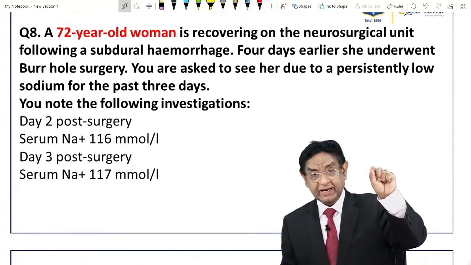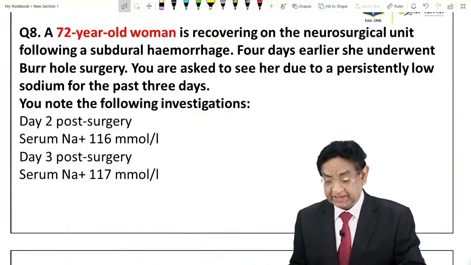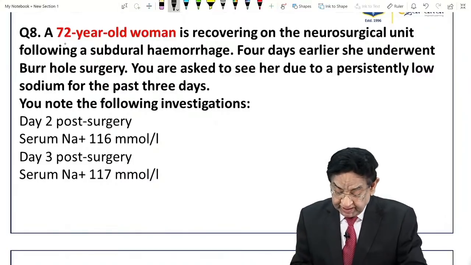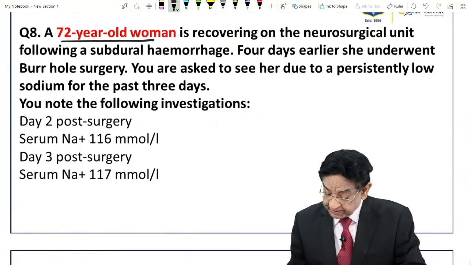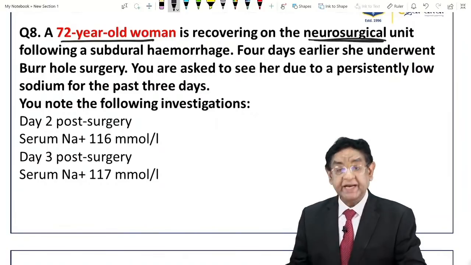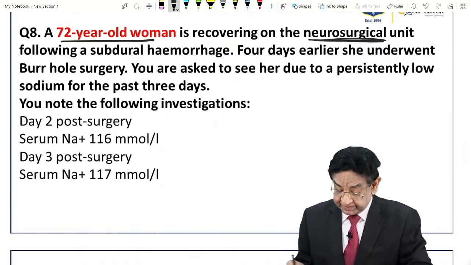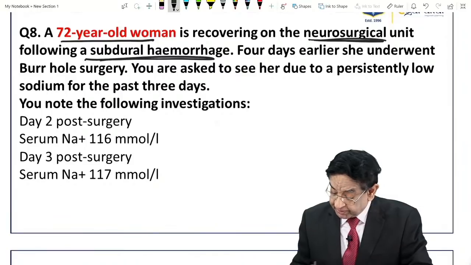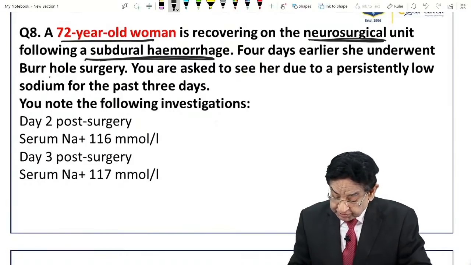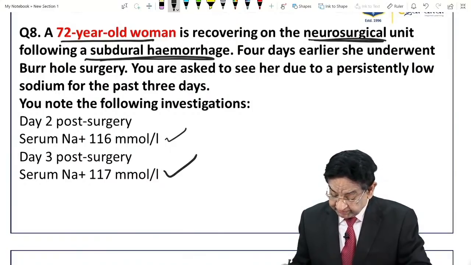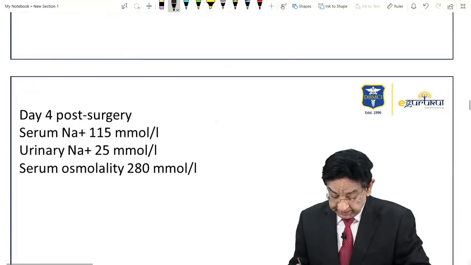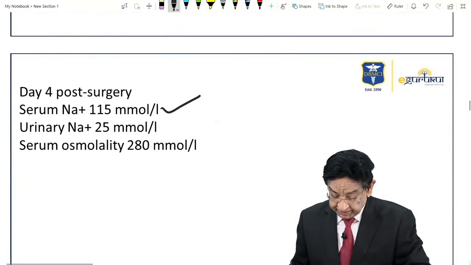Now I'll tell you why I asked that question, which was SIADH. We are getting a 72-year-old lady. Again, surgery done. The previous question, surgery done for subdural hematoma, and burr hole surgery was done. And sodium 116, 117, 115. Urine sodium is 25 and plasma osmolality.